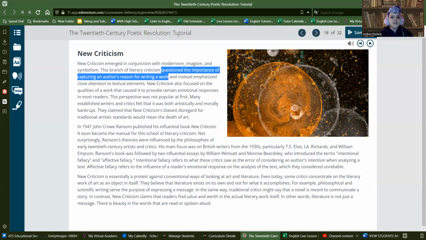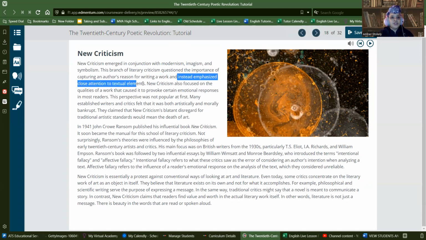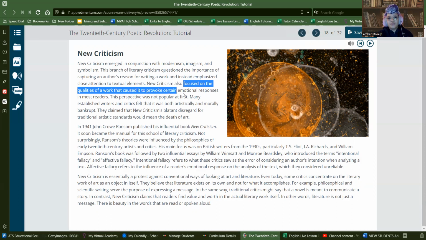Now, New Criticism wanted to do something different. They instead wanted to emphasize close attention to the textual elements. So they basically said the reason why someone writes this isn't what makes it good. What makes it good is if it actually does what it's trying to do really well. It focused on the qualities of a work that caused it to provoke emotional responses in readers.